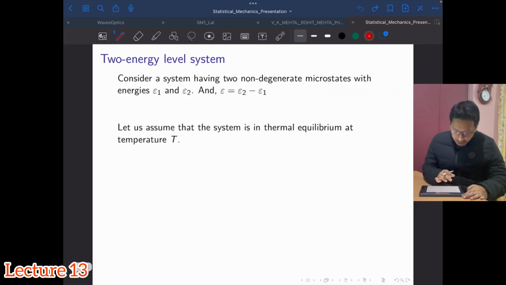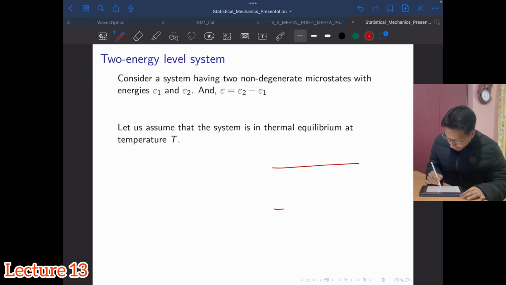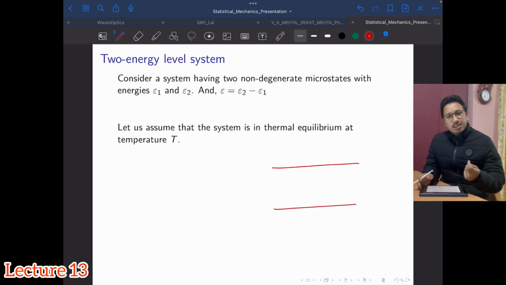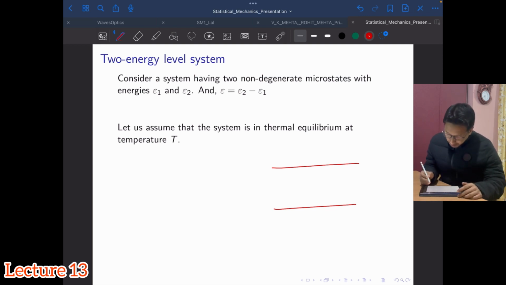So first we will talk about two energy level system. Consider a system having two non-degenerate microstates with energy epsilon 1 and epsilon 2, let's say. So we can talk about a system which is having two energy levels. It is non-degenerate, meaning it has got only one energy state within the energy level. This is for our simplicity, and let's say the energy associated with this is E1 or epsilon 1. Sometimes I will call it epsilon 1, sometimes E1, just to be sure that this is one and the same thing. So this is E2, energy E2.